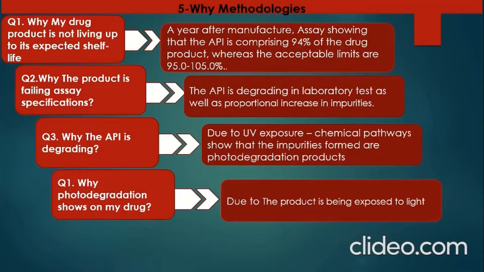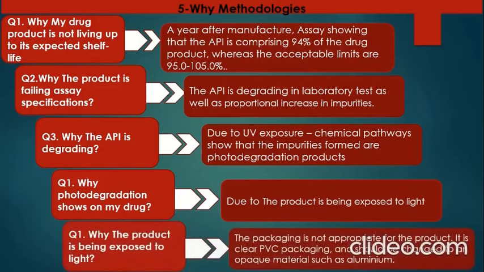And the last question, why is the product being exposed to light? The packaging is not appropriate for the product because it is clear PVC packaging and should be changed to an opaque material such as aluminium. So the root cause we found from this analysis is the packaging. The problem is in the packaging method. We are using clear PVC packaging, but the product is light sensitive, so we need to change it to opaque materials such as aluminum or others.